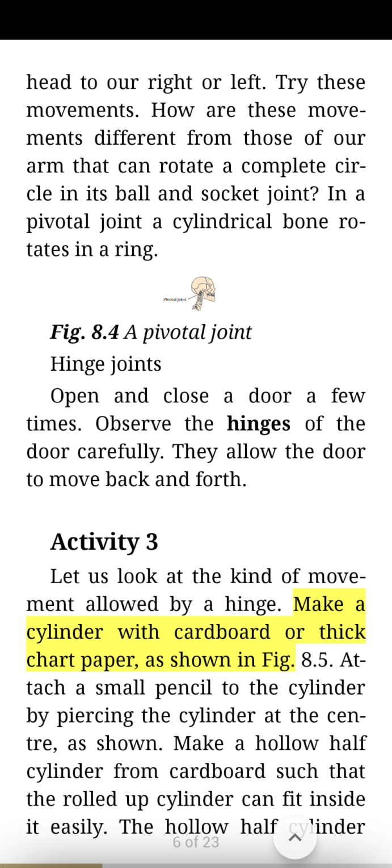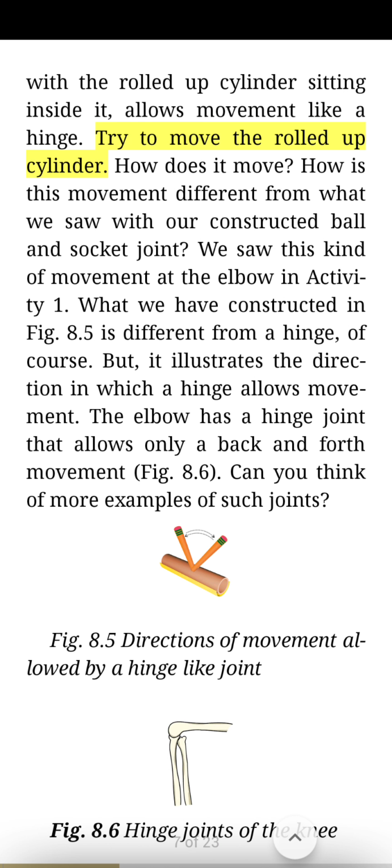Make a cylinder with cardboard or thick chart paper, as shown in Fig. 8.5. Attach a small pencil to the cylinder by piercing the cylinder at the center, as shown. Make a hollow half cylinder from cardboard such that the rolled up cylinder can fit inside it easily. The hollow half cylinder with the rolled up cylinder sitting inside it allows movement like a hinge. Try to move the rolled up cylinder.